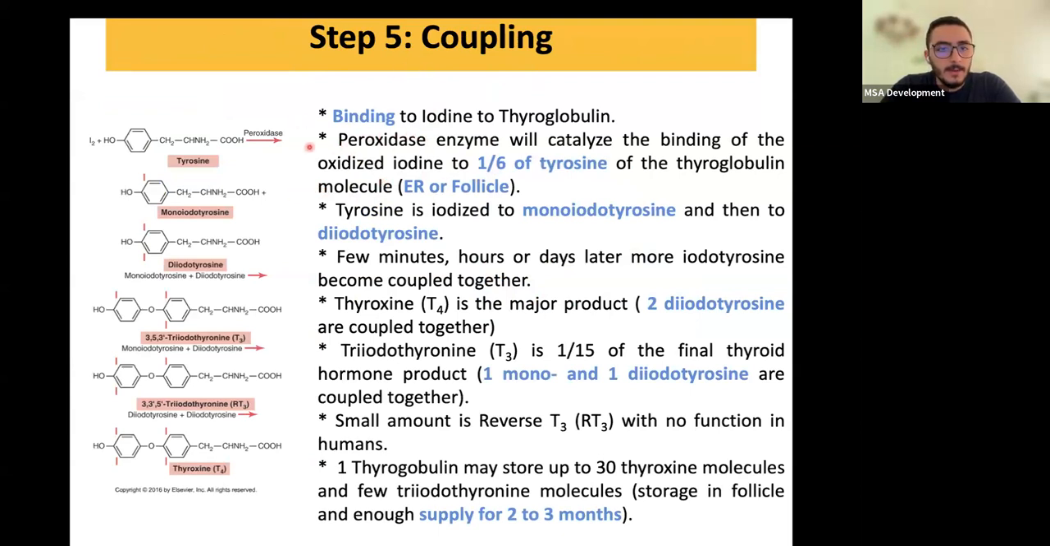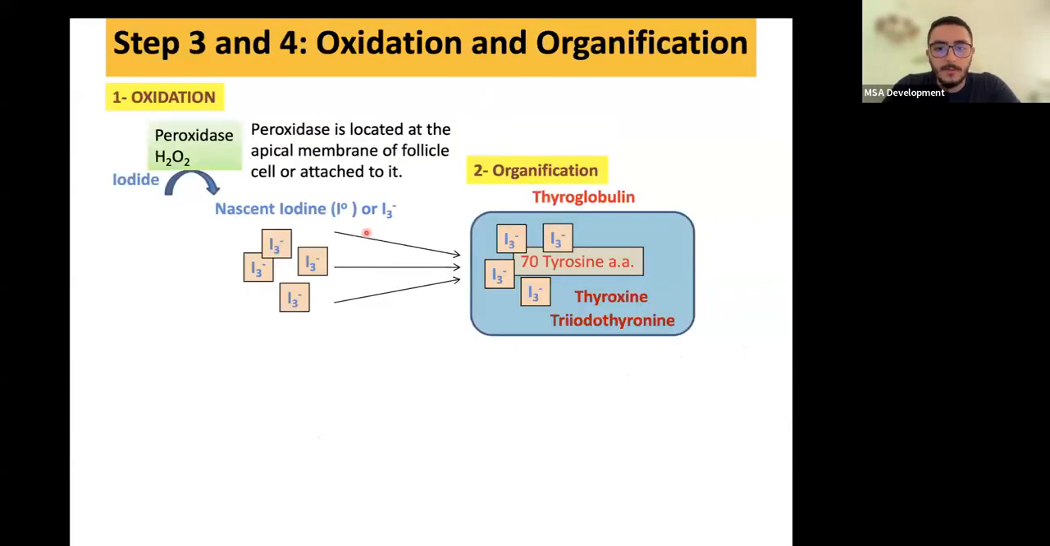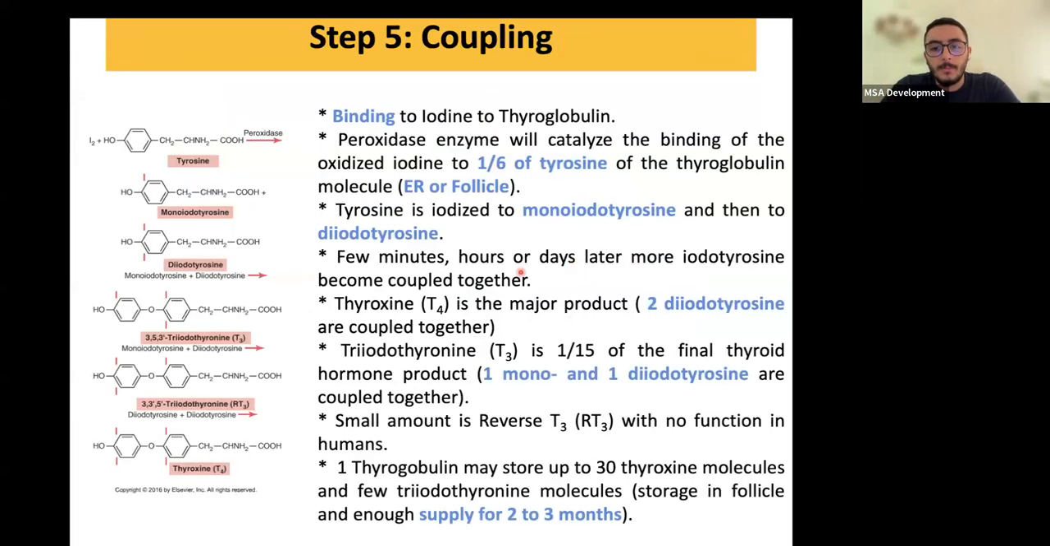Coupling is basically binding of. So after we added the iodine to tyrosine, we formed MITs and DITs, which are monoiodotyrosine and diiodotyrosine, MIT and DIT. Now, coupling is basically coupling between MITs and DITs.